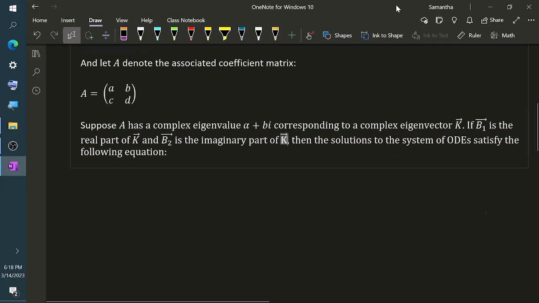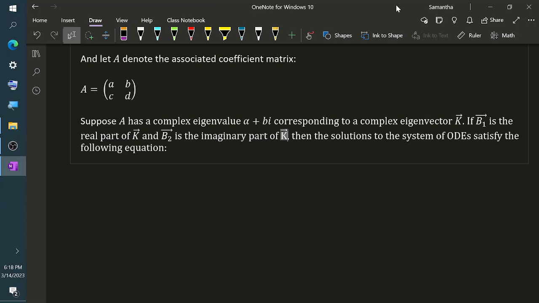I'm going to denote by B1 the real part of the eigenvector, and I'm going to denote by B2 the imaginary part of the eigenvector. Then from this single eigenvalue, eigenvector, and its real part and its imaginary part, you can construct the solutions. The solutions satisfy the following equation.